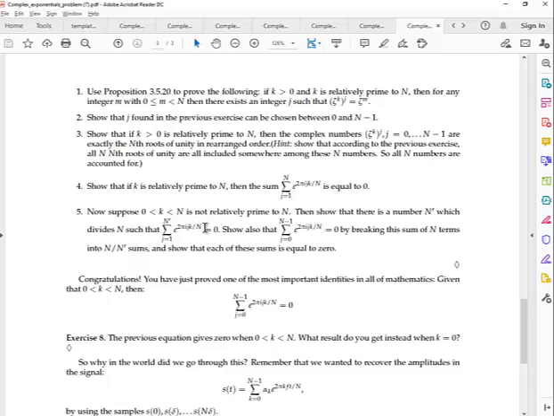All right, so think about what happens when you have k over n. Think about when k is not relatively prime to n, what happens when you take k over n? Show also that the sum from j equals 0 to n minus 1 of e to the i j k over n is equal to 0 by breaking the sum of n terms into n over n prime sums. Now, since n prime divides n, this is an integer, right? And show that each of these sums is equal to 0.